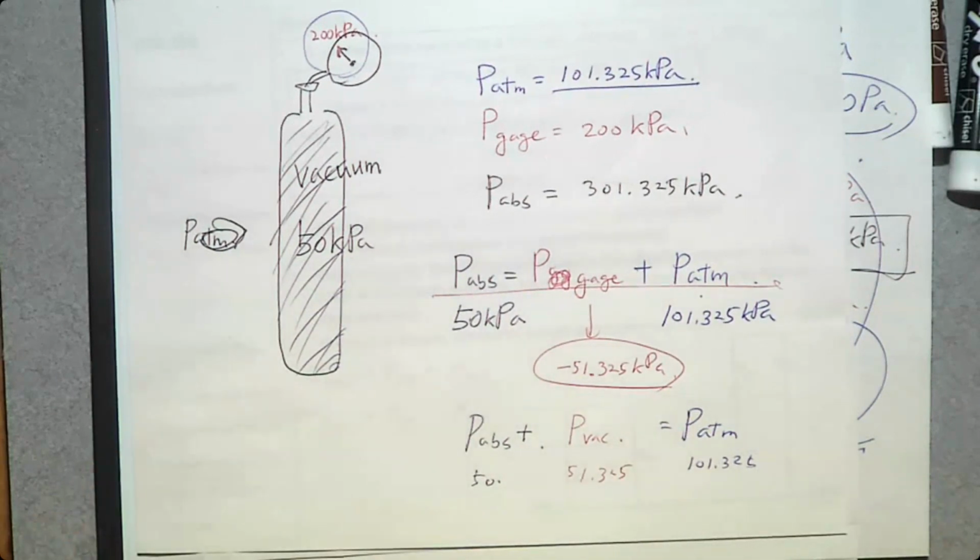So everything is okay. When your system has higher pressure than the surrounding, you can use this equation. When your system pressure is less than the surrounding, you can use this one. So you may see only gauge pressure or vacuum pressure. You cannot see both gauge and vacuum in one thermodynamics problem. Okay?